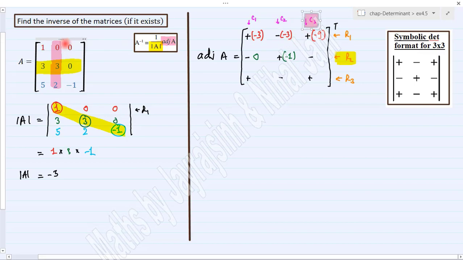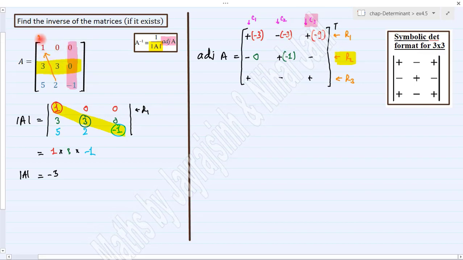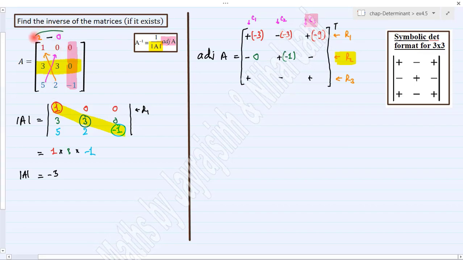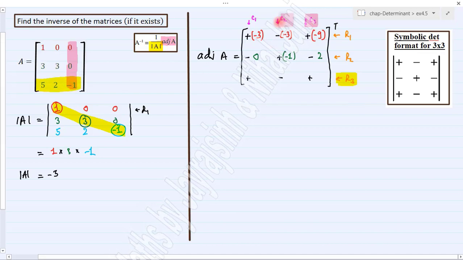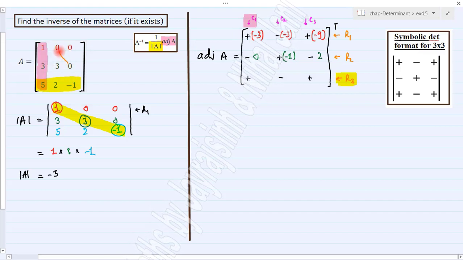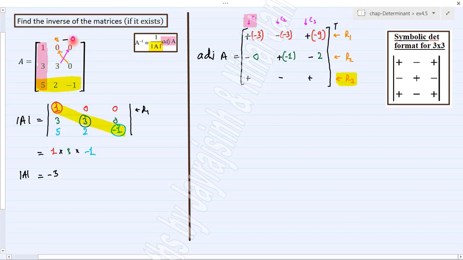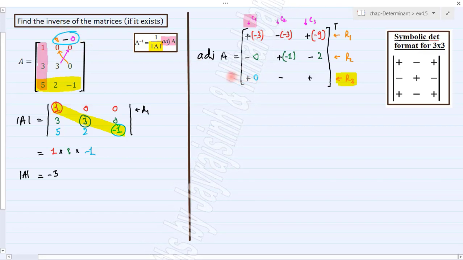And the last element is in third column. So 2 ones are 2, minus 5 zeros are 0. So 2 minus 0 will be 2. Now let's get elements of last row. The first element is in first column. So 0 zeros are 0, minus 3 zeros are 0. So 0 minus 0 will be 0.